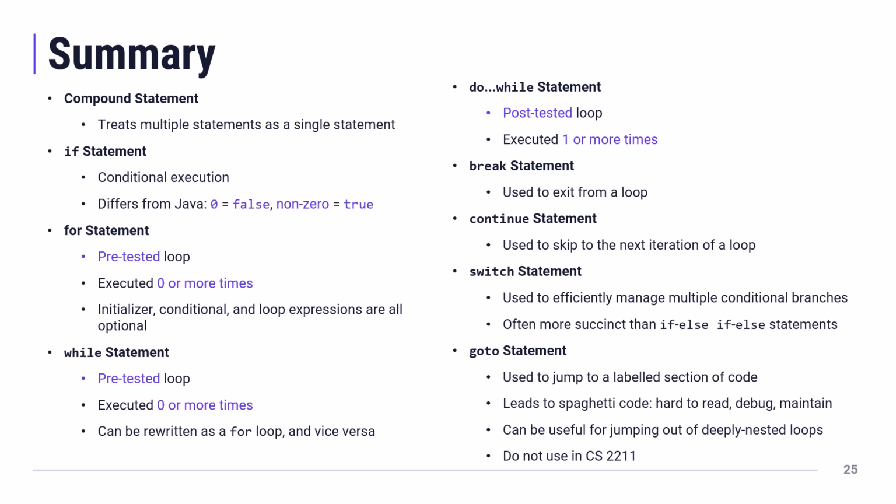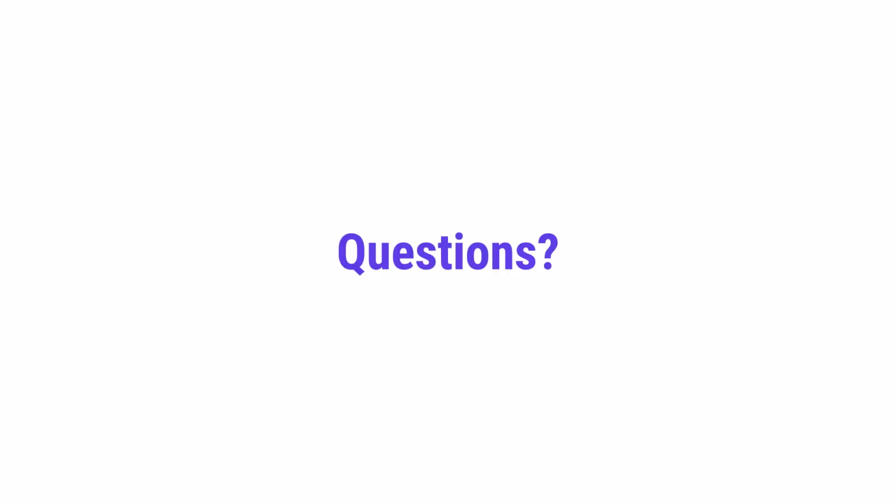So it's very useful when we need to, say, print a menu and prompt a user, and we want to make sure that happens at least once. And then if they enter invalid input, we keep looping, otherwise we fall out of the loop. Break, again, used to exit from a loop immediately, whereas continue is used to immediately skip to the next iteration of the loop. Switch is just simply used to replace if-else-if statements in a more succinct way. And then, of course, we saw goto to jump to a labeled section of code, and we should avoid using it. Any questions before we move on?